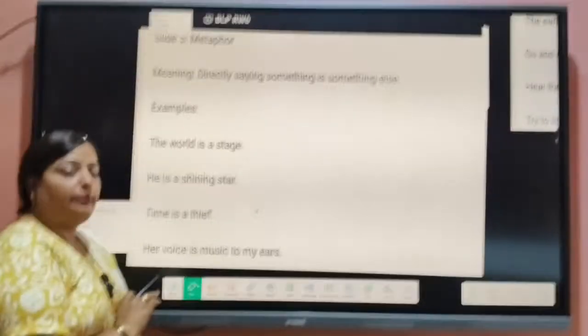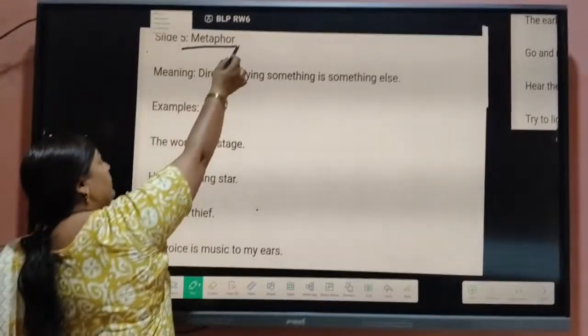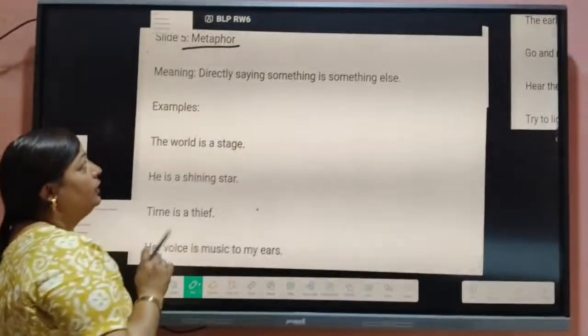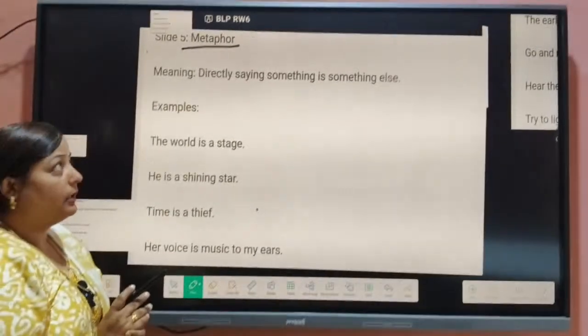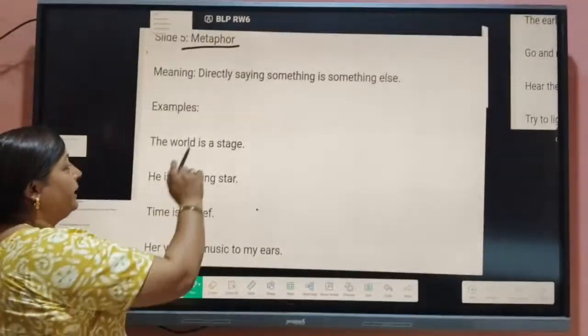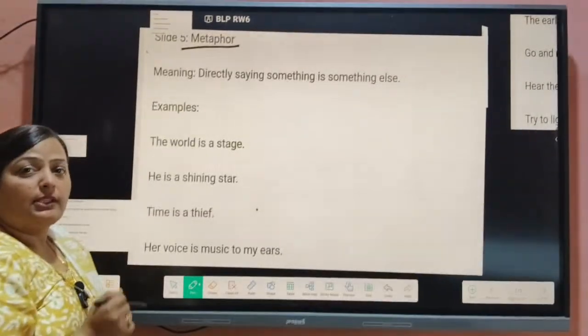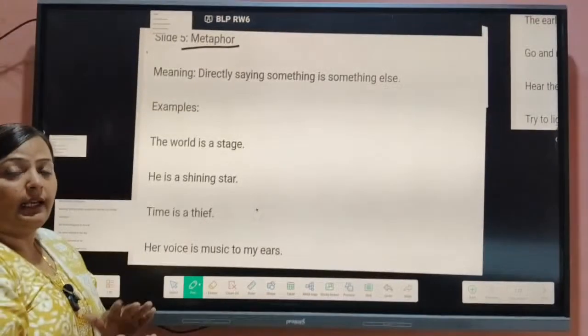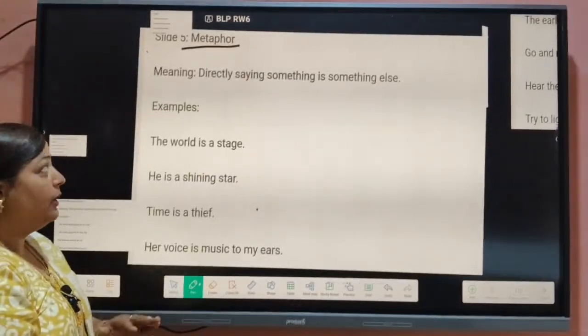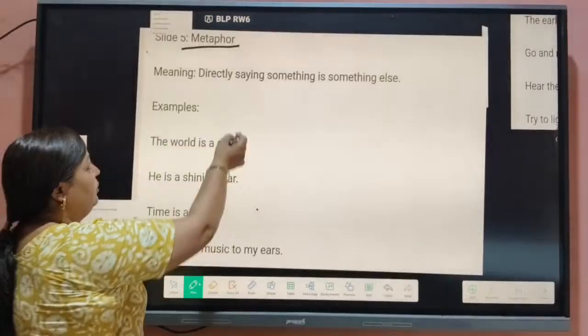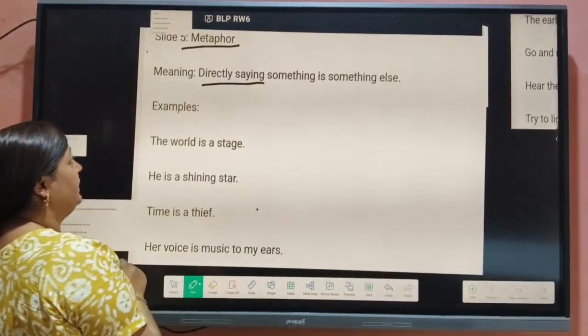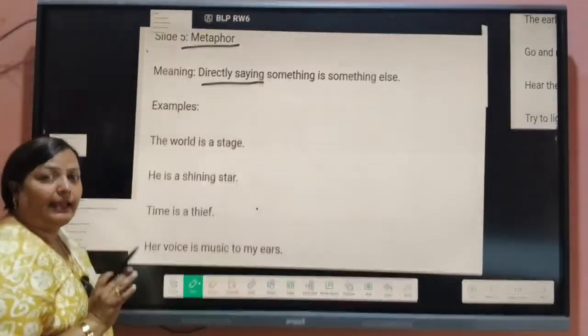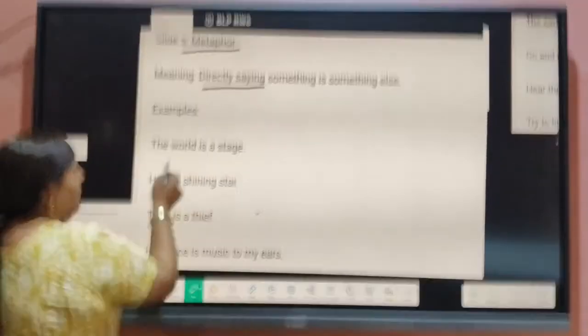We have learned about simile. In the same manner, we will learn about metaphor also. In metaphor also, we do comparison. But what is the difference between metaphor and simile? In simile, we use the words as and like to do comparison. But in metaphor, we do comparison directly without using any as or like word.